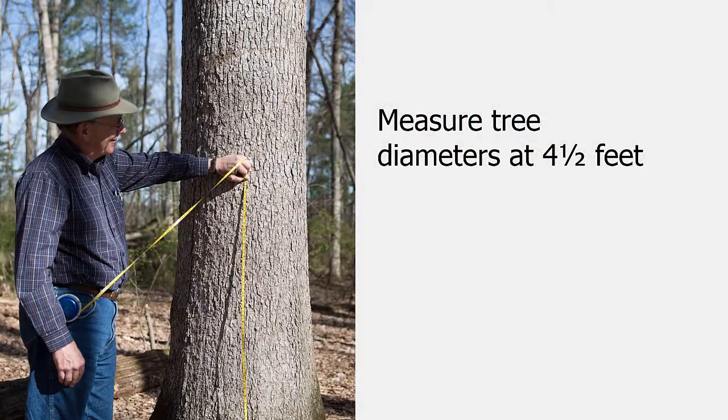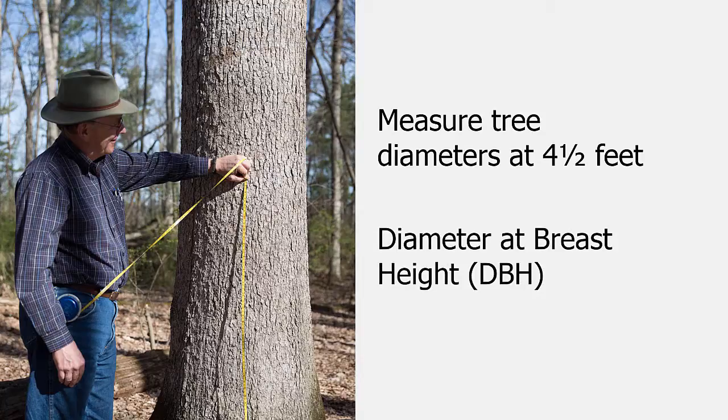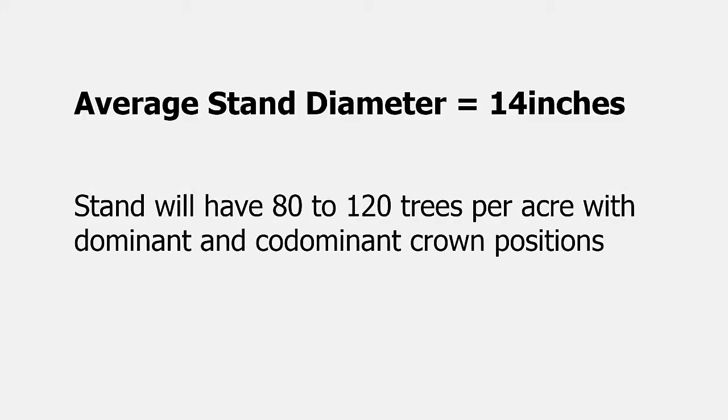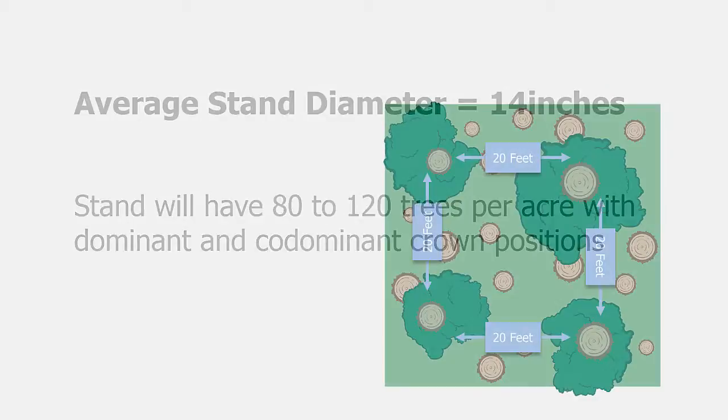Foresters measure standing tree diameters at 4.5 feet above the ground, which is about breast height on the average person. This diameter measurement is called diameter breast height, or DBH. When the average stand diameter approaches 14 inches, a well-stocked hardwood stand will have between 80 and 100 trees per acre that have dominant and codominant crown positions.